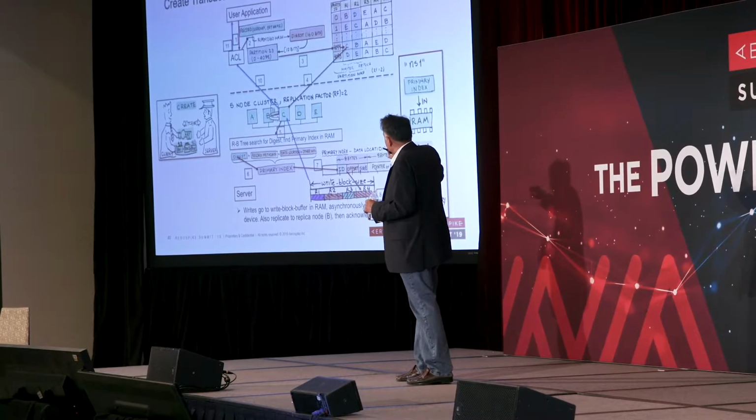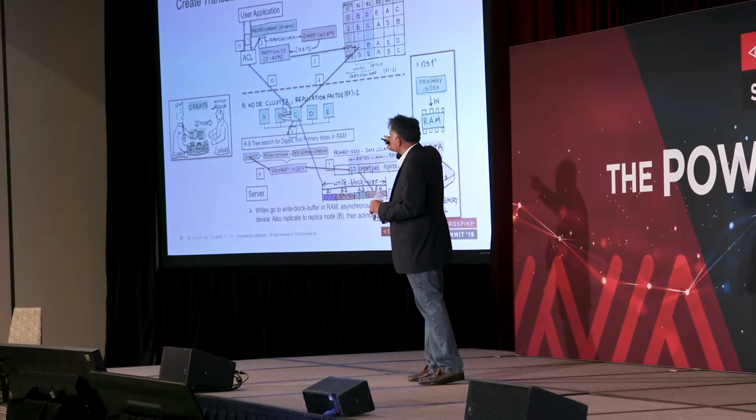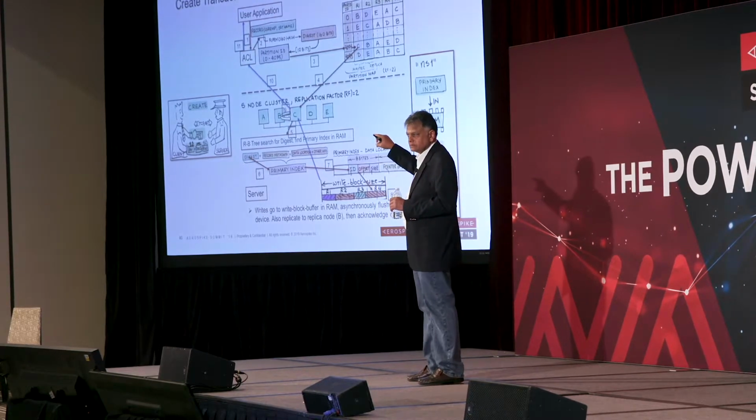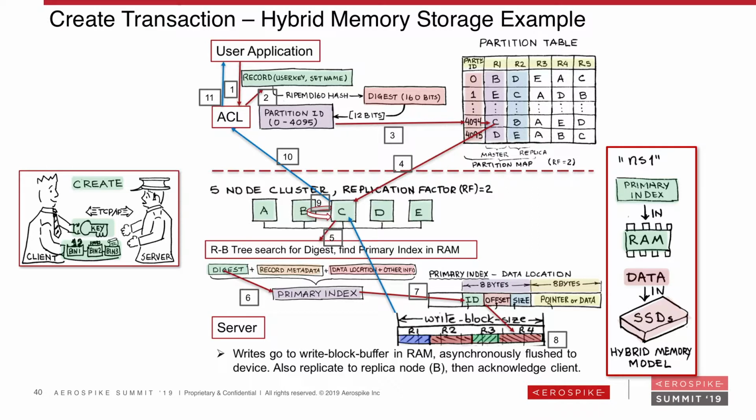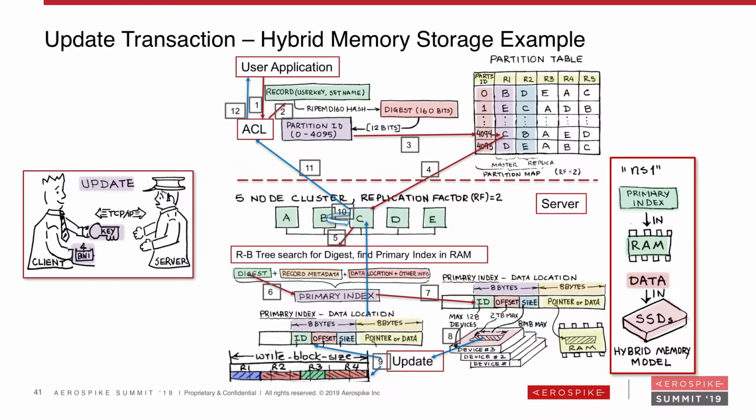Once it's written to the buffer, the master node will also send a copy to the replica node. And then once the replica node, in this case B, acknowledges the write, that's when the response is sent back to the client library and then to the user. Okay? So that's how a create works.